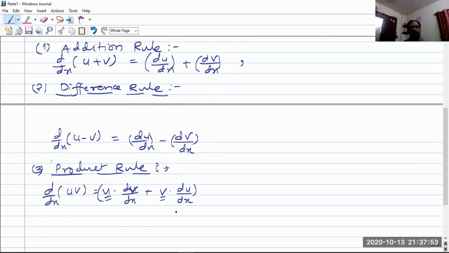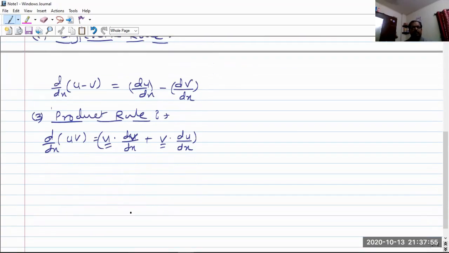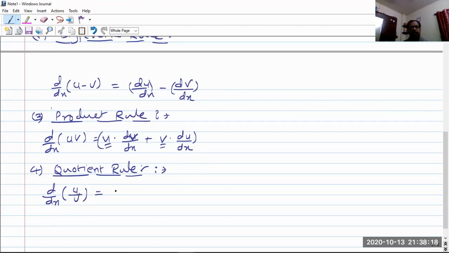Now after that we have rule number 4. What is rule number 4? It is the quotient. We can say it is a division rule or quotient rule. We call it the quotient rule or division rule. Obviously it is the derivative of the quotient of two functions of x, which means d by dx of u by v, right? So what is the rule, student?